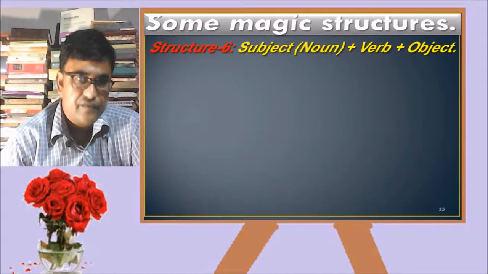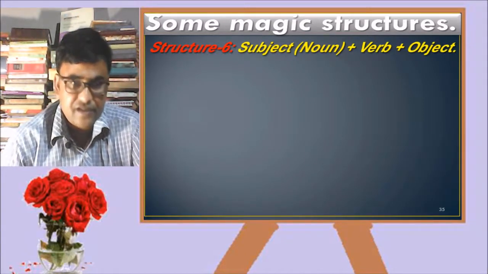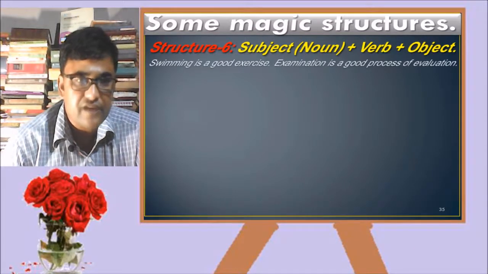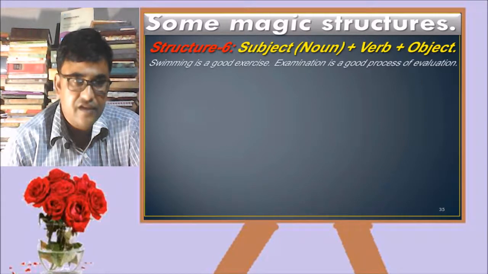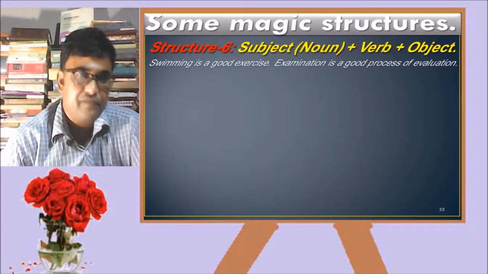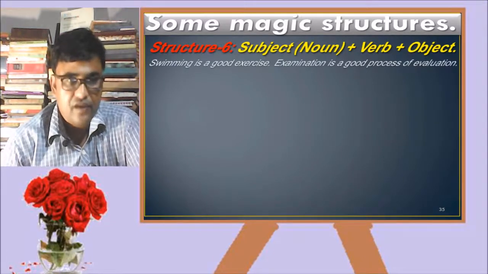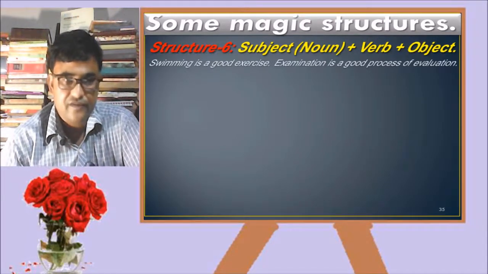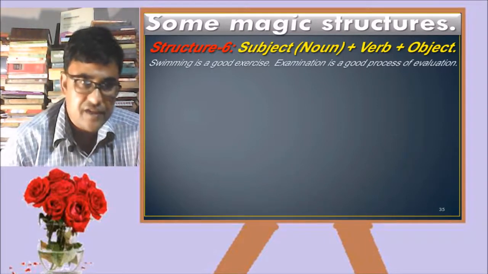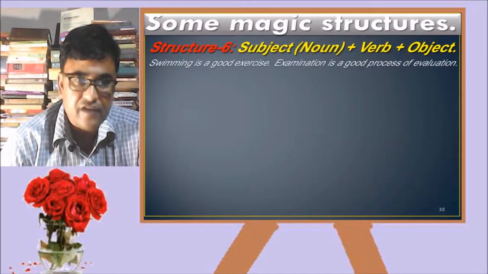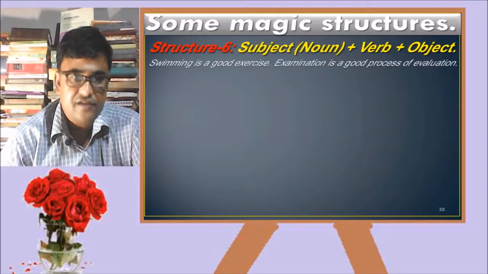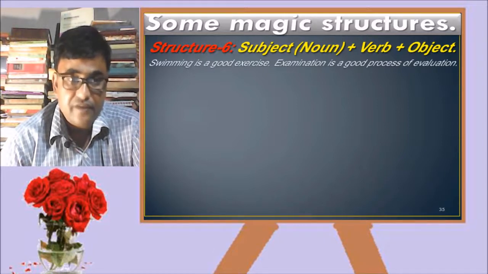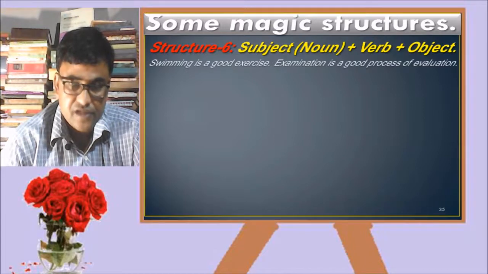Structure 6. Subject plus verb plus object. This is the general structure of English grammar. Swimming is a good exercise. Look at, here swimming is a subject and swimming has come from swim. Okay, so swim is a verb and swimming here is a noun. It is also a gerund. Do you understand? Another sentence. Examination is a good process of evaluation. Look at examine plus TION, that is shun, examination. Examination is a good process of evaluation. Do you understand?